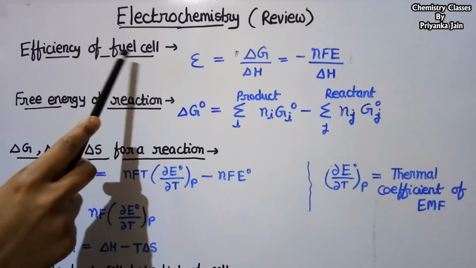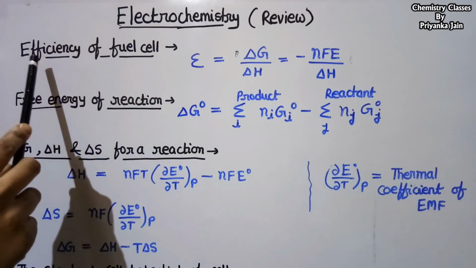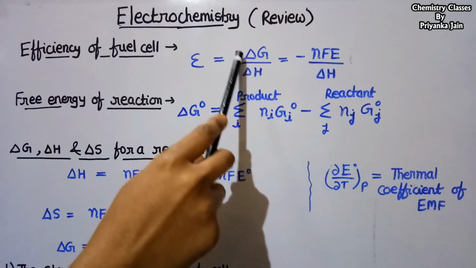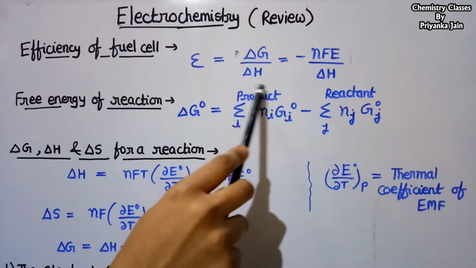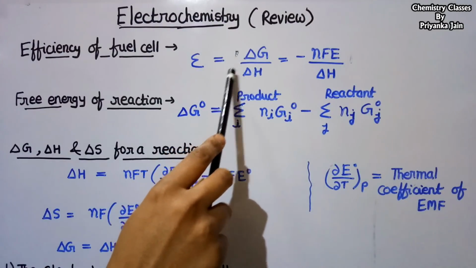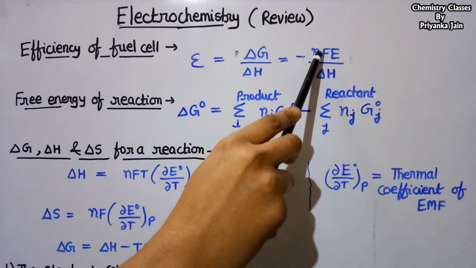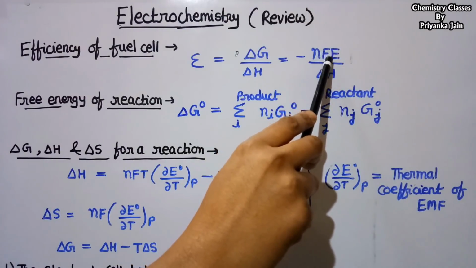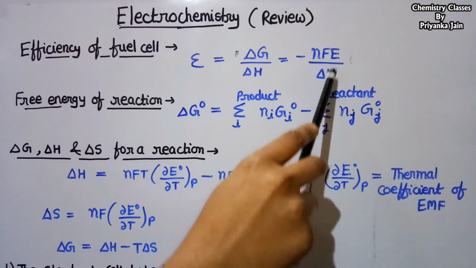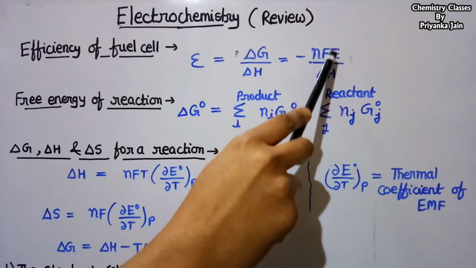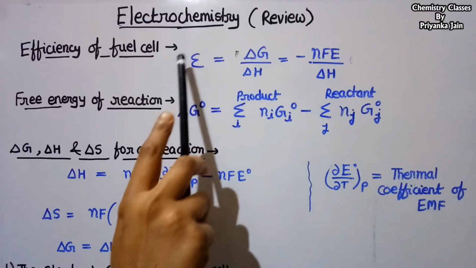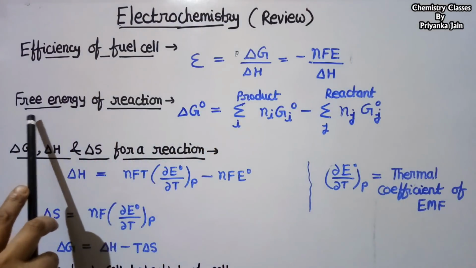If we want to find out the efficiency of a fuel cell, then it is given by the formula del G upon del H. Here del G is the change in free energy and del H is the change in enthalpy. We know del G is given by minus nFE, so we can put this value: minus nFE divided by del H. Here n is the number of electrons involved, F is Faraday, and E is the EMF of the cell. By this formula we can calculate the efficiency.